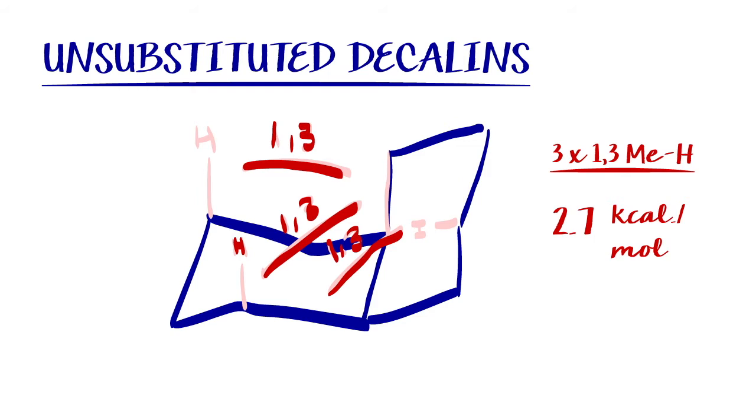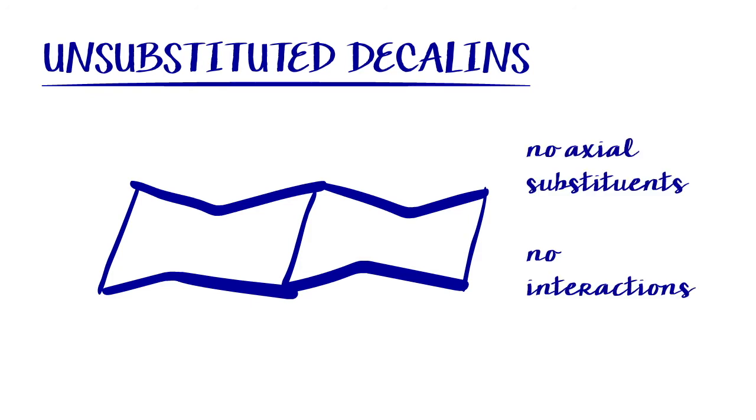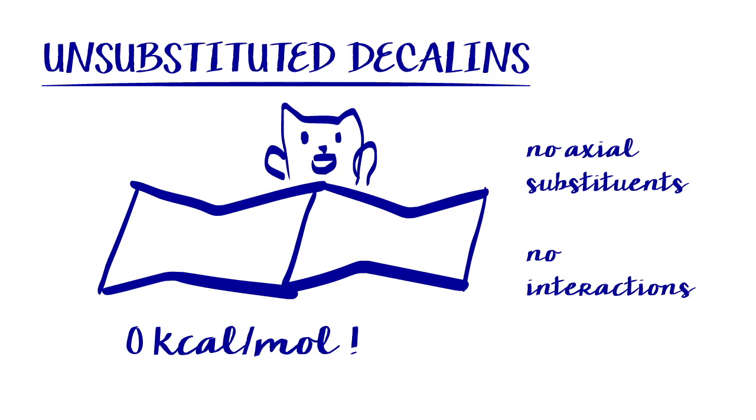One thing to keep in mind while looking at cis decalins is perspective. Groups axial to the first ring will be equatorial to the second ring and vice versa, so keep this in mind while looking for diaxial interactions. Next, let's look at a trans decalin where one bridgehead hydrogen is axial and the other is equatorial. If you build this with your molecular modeling kit, you will see the molecule is a lot flatter. There are no axial substituents, so no 1,3 diaxial interactions and no gauche interactions either, so we have a total of 0 kcal per mole.